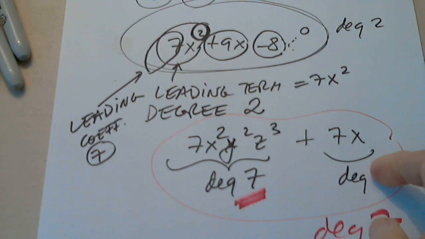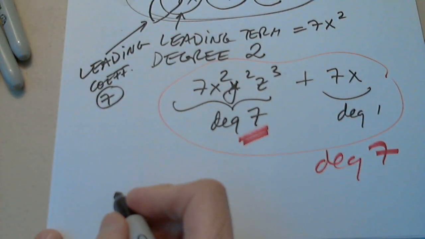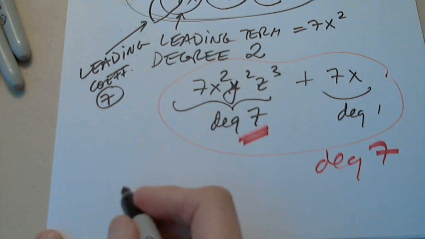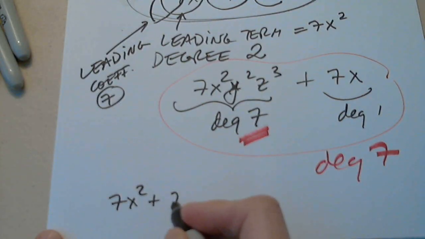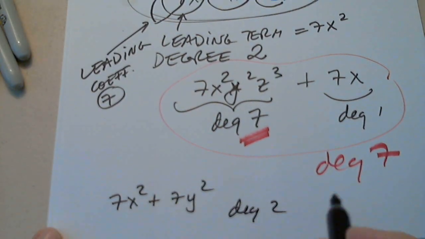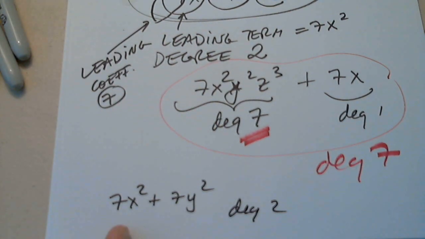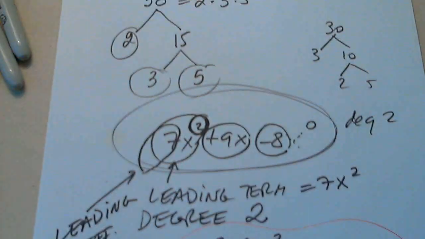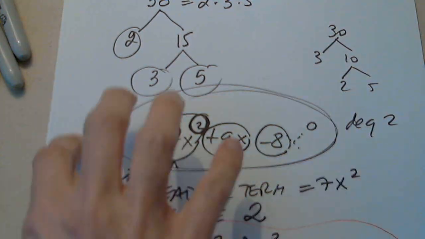Oh, not here, you mean. Yeah, a different one. Oh, sorry. Let me write it. Okay. 7x squared plus 7y squared. Degree 2. The degree of this term is 2. The degree of this term is 2. We are not adding degrees of terms. The largest is the degree of the whole thing.